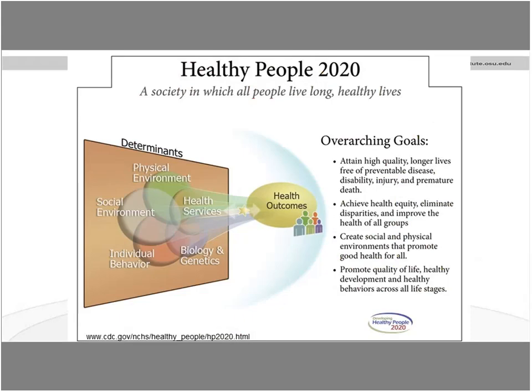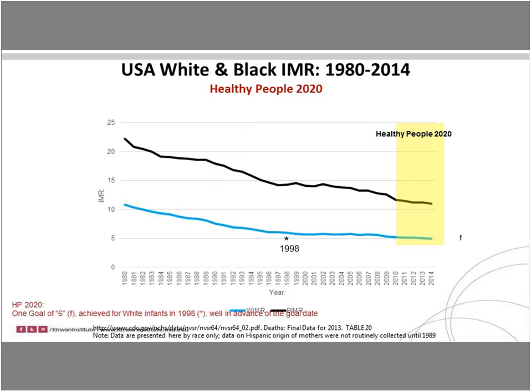Next slide. For Healthy People 2020, you all know that our goal now is to achieve an infant mortality rate for everybody of no greater than 6 deaths per 1,000 live births by the year 2020. But understand that one of our overarching goals is to achieve health equity and eliminate disparities where infant mortality and other Healthy People 2020 goals are concerned. Next slide. For that Healthy People 2020 goal, for white babies, we achieved that goal back in 1998, again well in advance of the goal date.